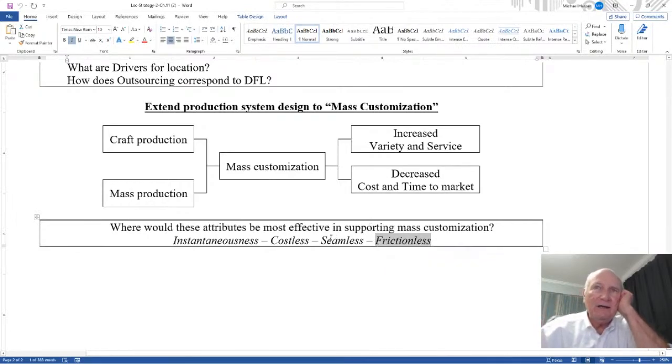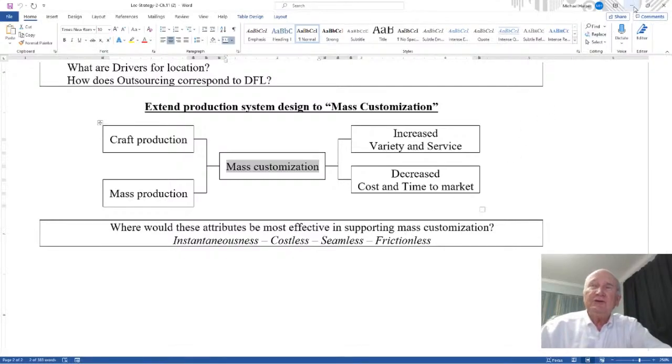Okay, and so you have instantaneous is time, costless is monetary, seamless is design, and frictionless is the management and wear and tear maintenance. And so the idea is that mass customization is an extension of your product standardization. Okay, there's two good ones.